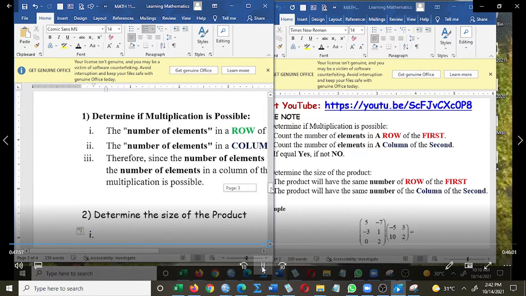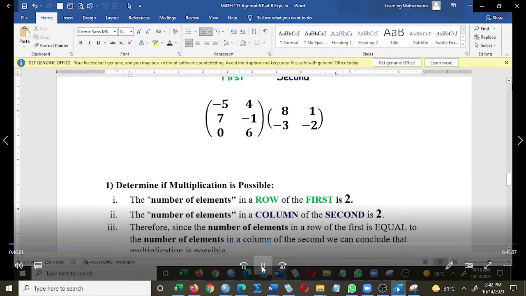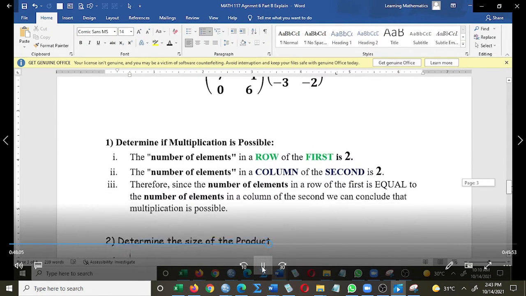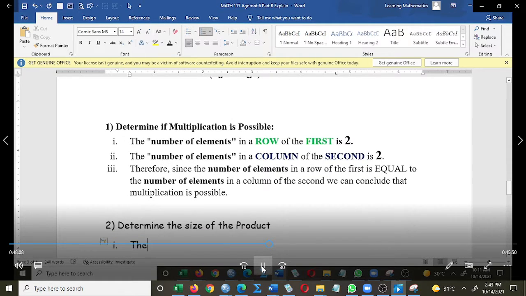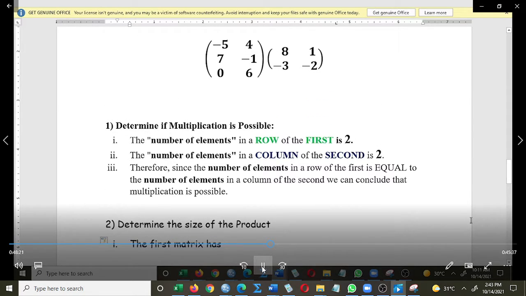Okay. So what can I write there? Anybody? I will start. The first matrix has what? Anybody? The first matrix has 3 rows. 3 rows. All right.